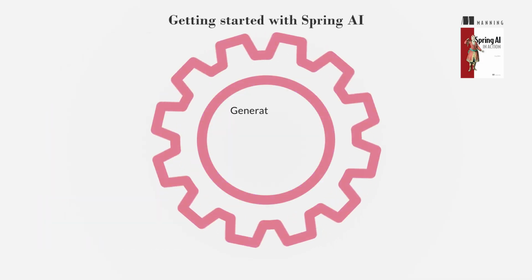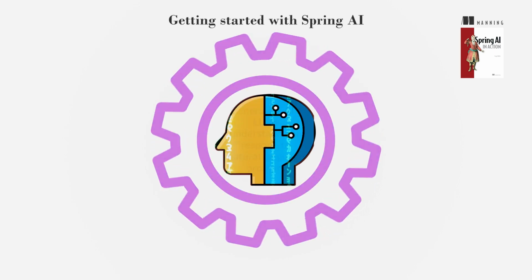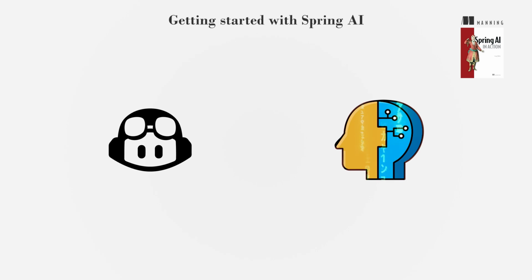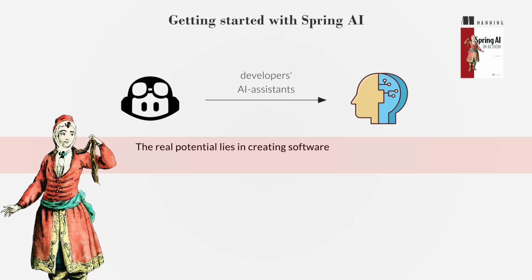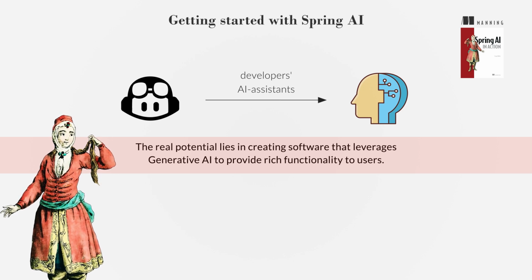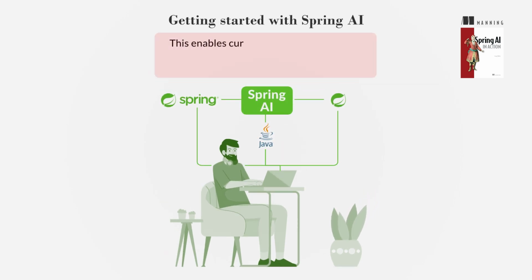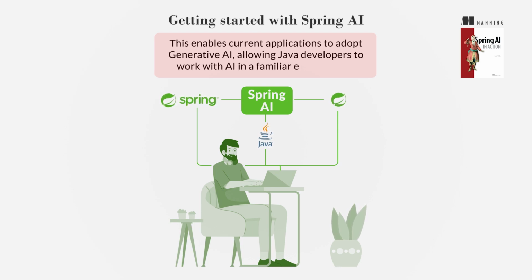The ability of generative AI's large language models to understand and respond to natural language prompts has transformed human-computer interaction. Tools like GitHub Copilot assist developers, but the real potential lies in creating software that leverages generative AI to provide rich functionality to users, enabling intuitive interactions without traditional constraints. Java developers can now use Spring AI, a framework extension for Spring and Spring Boot, to integrate generative AI capabilities into their applications. This enables current applications to adopt generative AI, allowing Java developers to work with AI in a familiar environment.